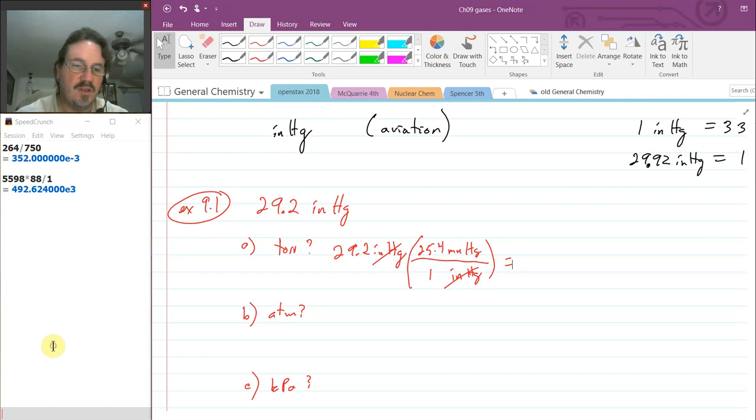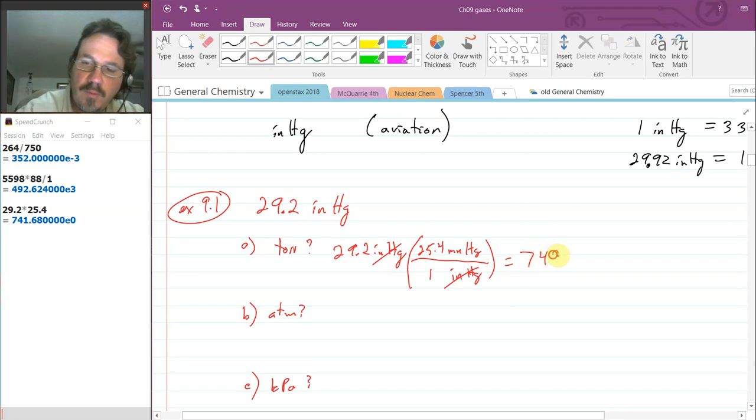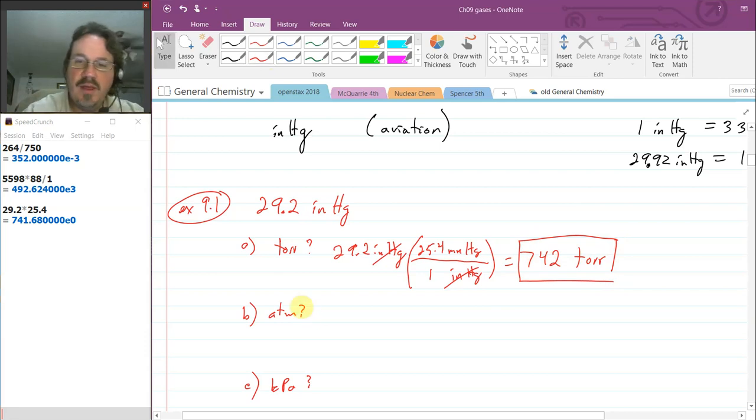Let's go over to the calculator. 29.2 times 25.4 divided by 1. So the answer is 741.6800. So 3 sig figs gives me 742 torr. All right. Atmospheres is next. How do I do that in atmospheres?